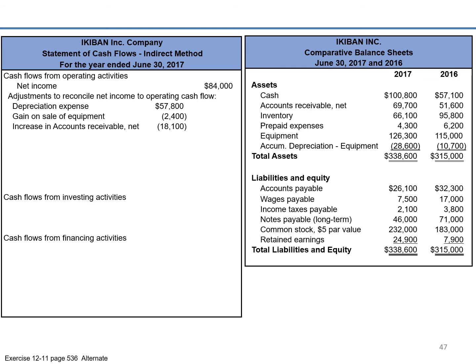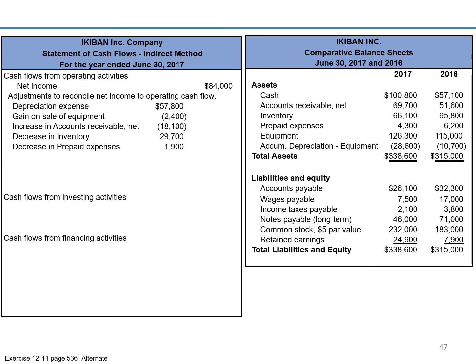Our decrease in inventory, we went from 95.8 to 66.1. The difference between those two is $29,700, and that is an increase in cash. We're buying less inventory. Presumably we have more cash, right? All right, then we have prepaid expenses. Our prepaid expenses decreased. Decreases in assets are increases to cash. So we have an increase in cash of $1,900. That's 4,300 less 6,200.